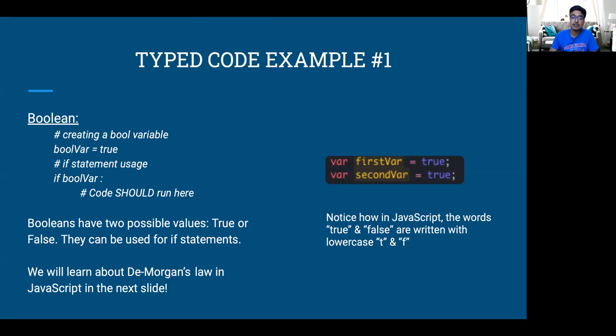So the syntax for creating a Boolean variable is as follows. Since this is JavaScript, we simply cannot type out the name of the Boolean variable. We have to first type out var and then the name of our Boolean variable, and then we set it equal to either true or false. Now, notice a quick little minuscule detail in JavaScript. The words true and false are written with the lowercase letters of T and F.